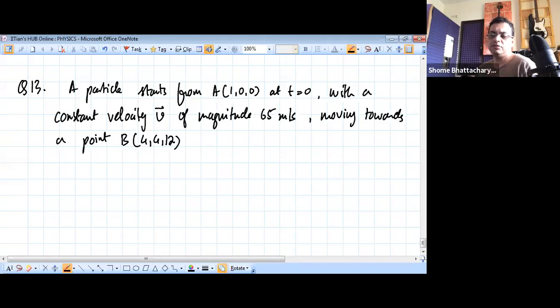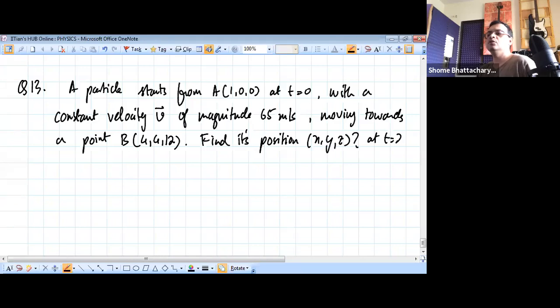From this information, assuming constant velocity, which is what we've done, we have to find the position of the particle at t equal to 2 seconds. So we have to find its position at 2 seconds. Let's say the position is some coordinates x, y, z at t equal to 2 seconds. So let's understand the question geometrically first.